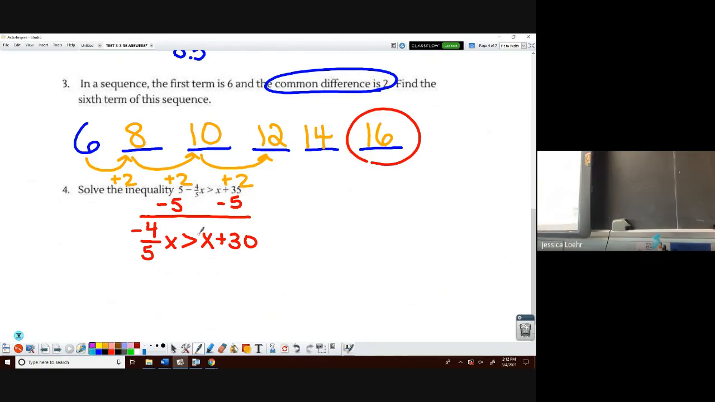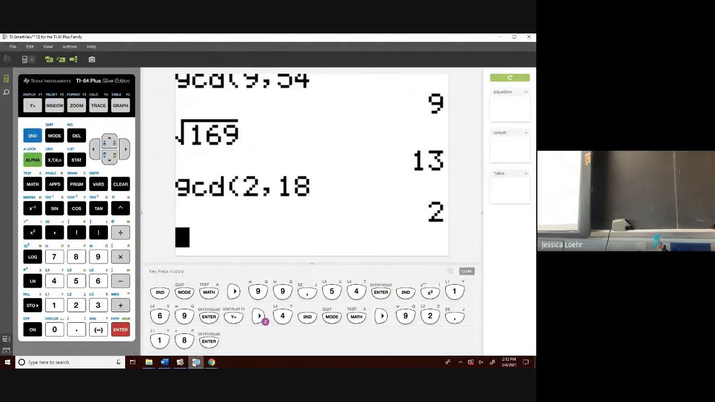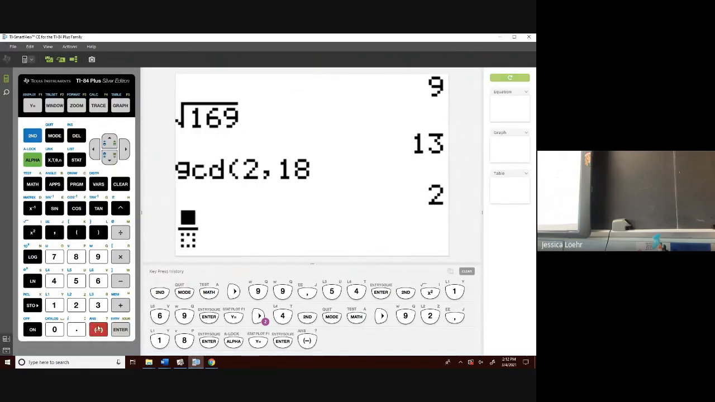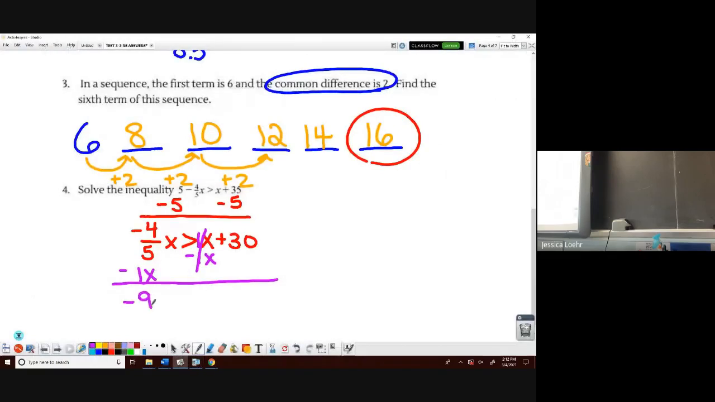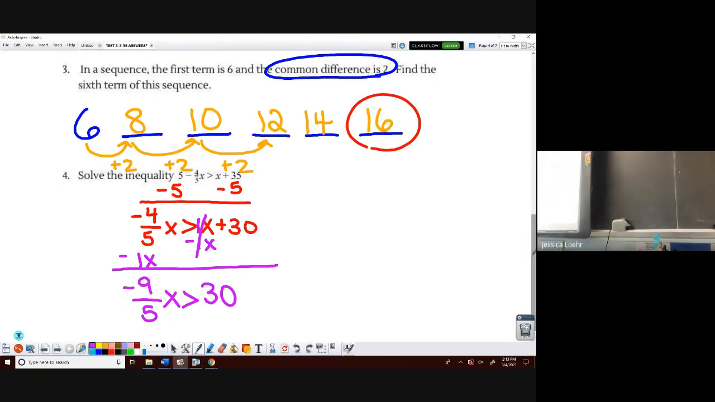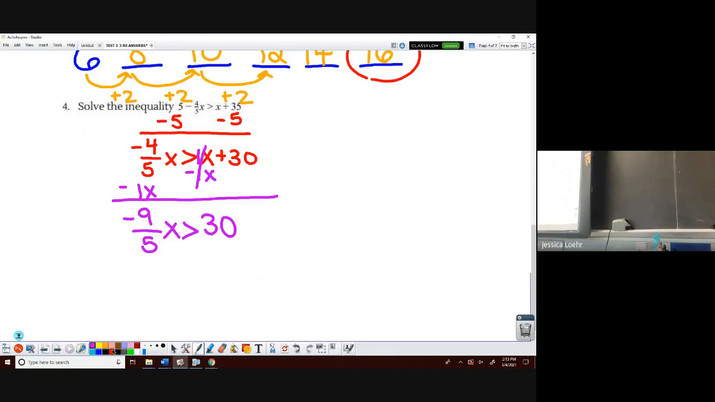So then you move this x over. There's an imaginary 1 in front of it. So I'm moving 1x over. Negative 4 over 5x minus 1x. You can just do it in your calculator. Negative 4 over 5 minus 1 is negative 9 over 5, is greater than 30. And then you have to divide by the negative 9 over 5 on both sides.